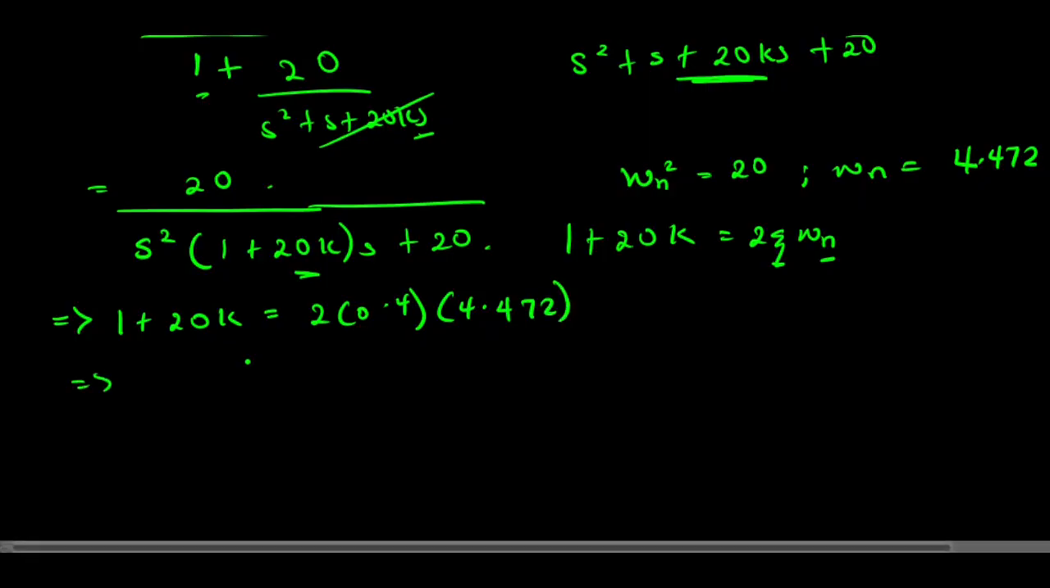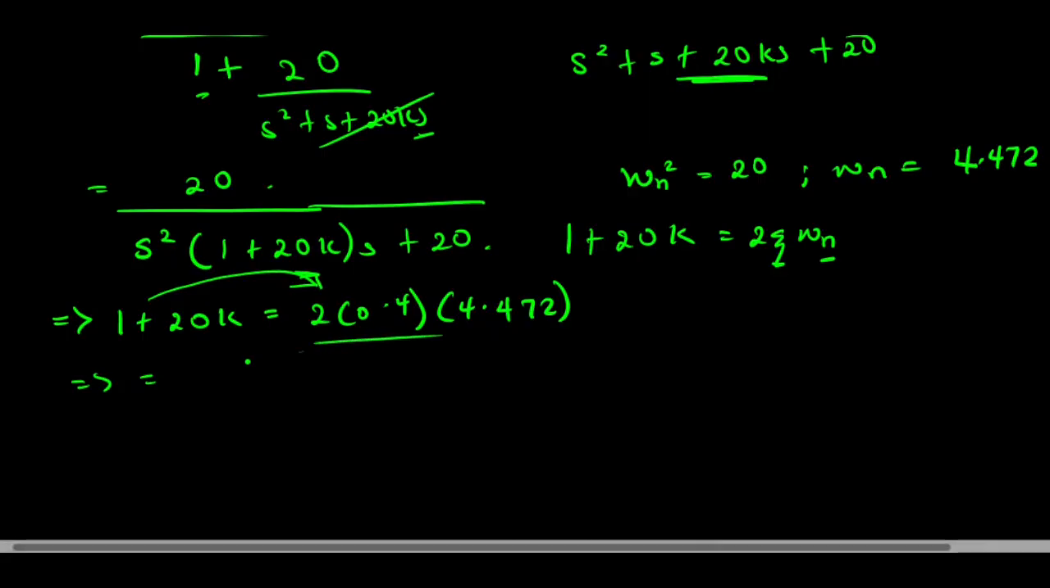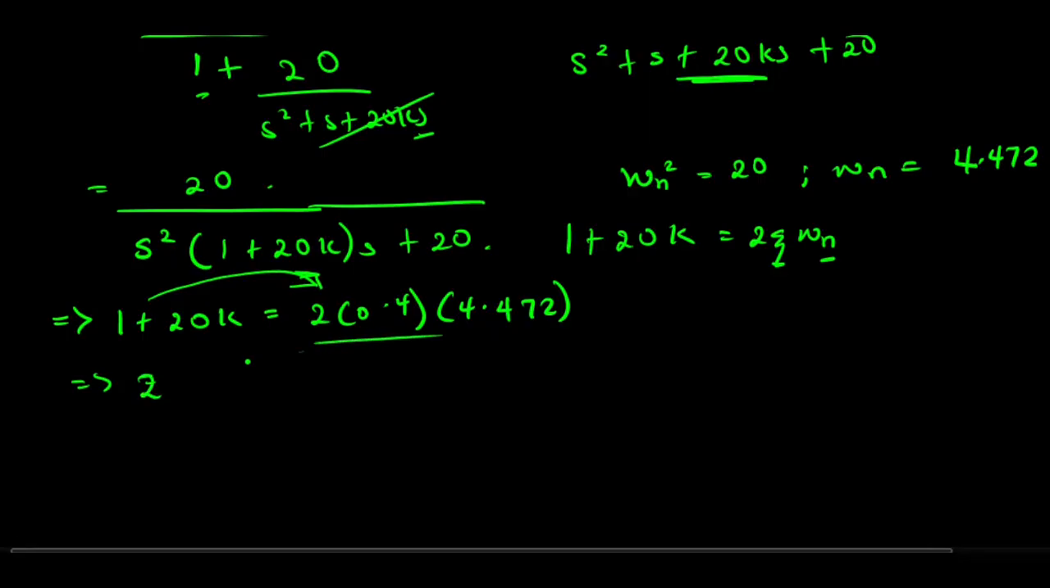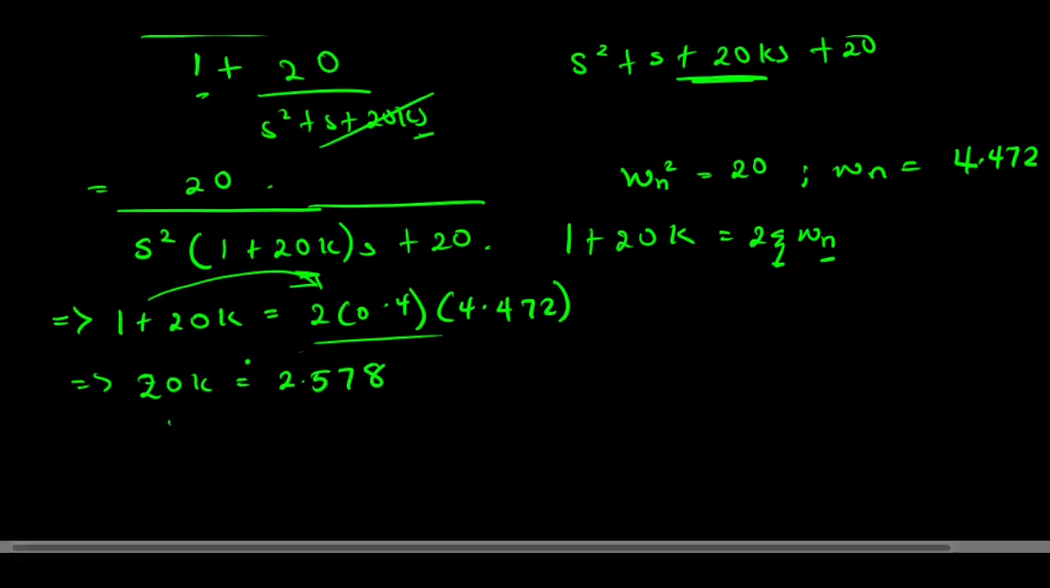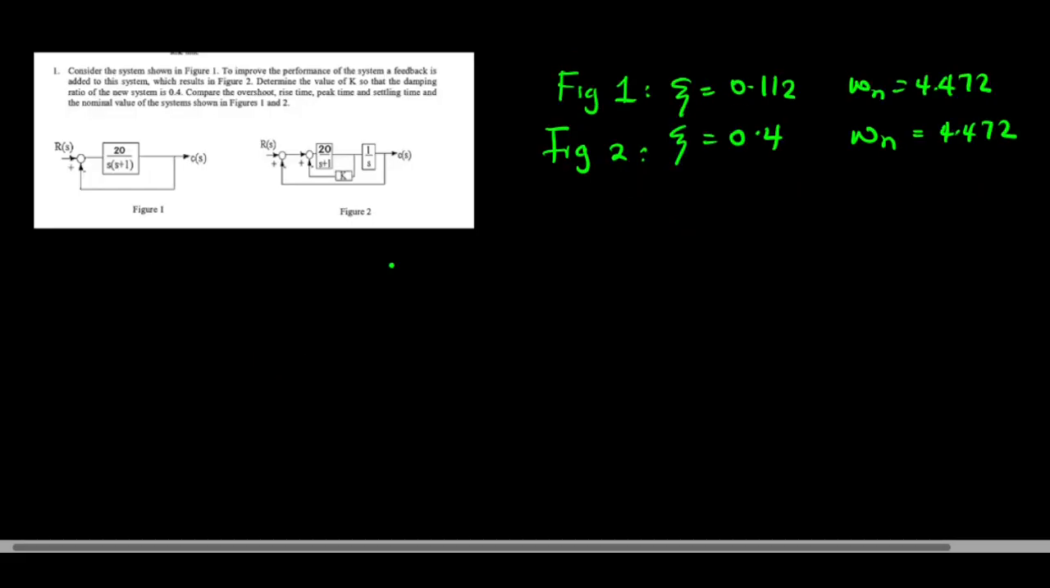You can bring everything to this side. This will be this minus 1, which is equals to 20k is equals to 2.578. K would then be equals to 0.129. So we have found the value of k. And so we have gotten these values.